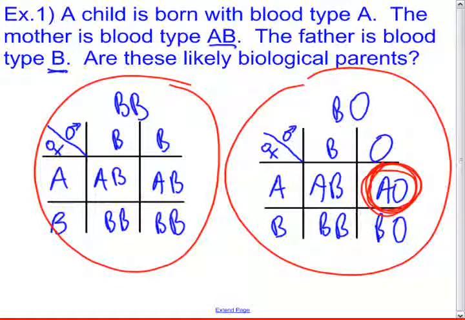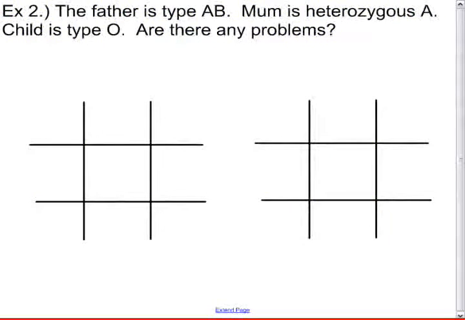And now, a second example. Example 2, the father is type AB, mum is heterozygous A, child is type O. Are there any problems? Try the Punnett squares and give your answer.